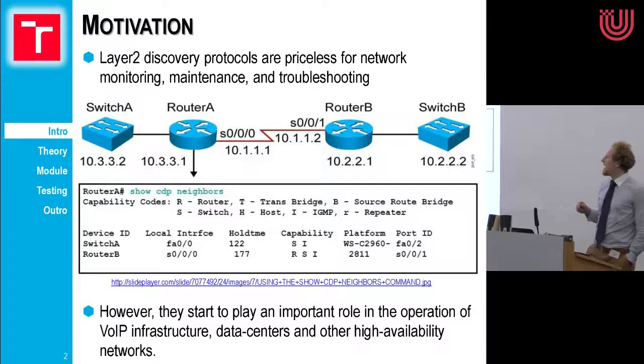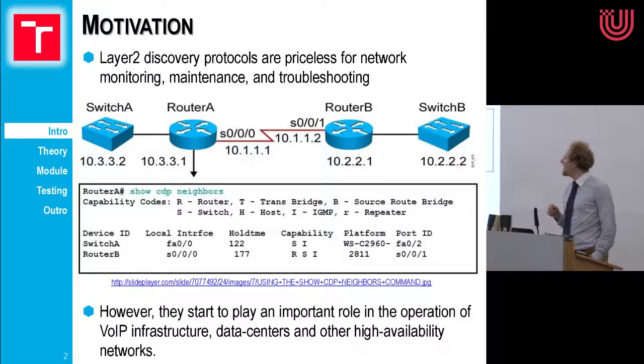The motivation behind these layer 2 discovery protocols is that they are priceless when it comes to the maintenance or troubleshooting of the network. Because they are working on layer 2, they can offer you vital information about devices that are directly connected with each other. So if we look at the picture, there are, for instance, switch A and router A, periodically exchanging messages that help them to discover neighbors in a sense that they will learn also about the features of these neighbors.